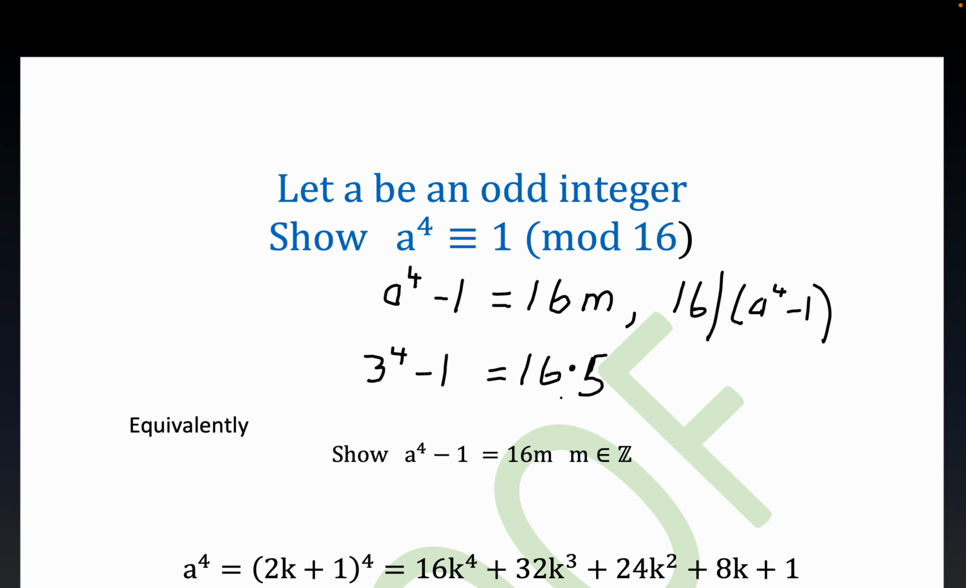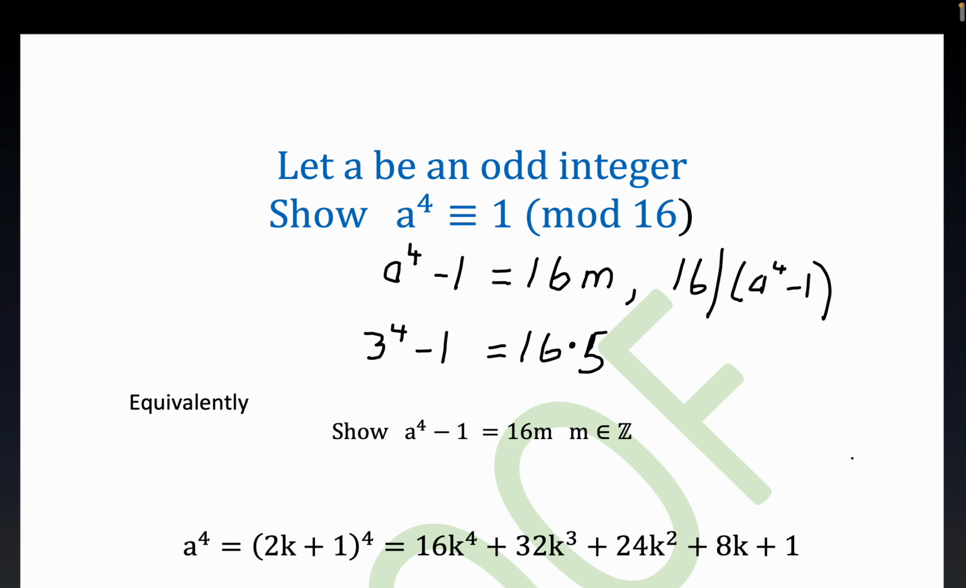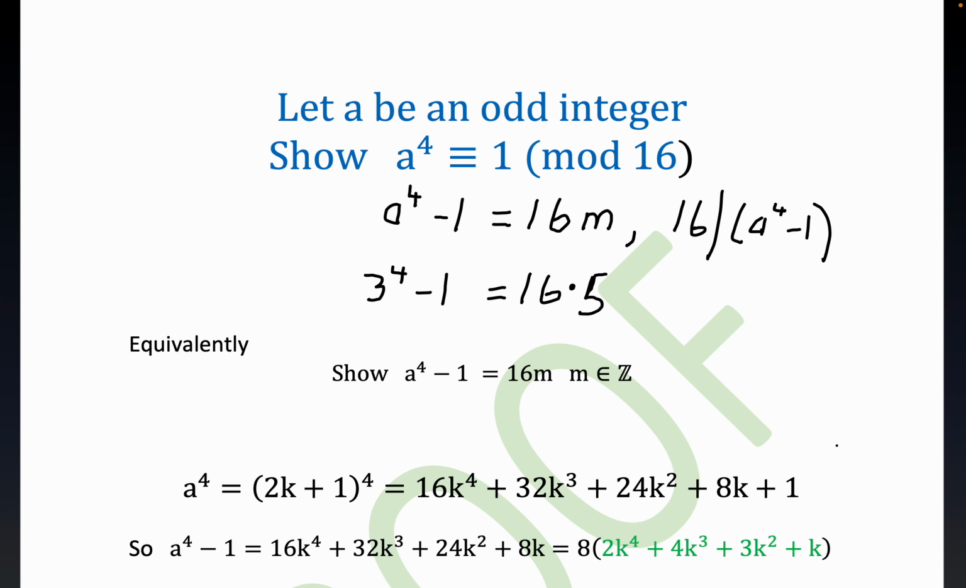And so we know it's true for the first non-trivial odd number. It's true for 1 also. 1 minus 1 is 0, and anything divides 0, right? But it also works for 5 if you want to check that. So anyway, what we're going to prove here, this statement right here is completely equivalent to this statement right here.